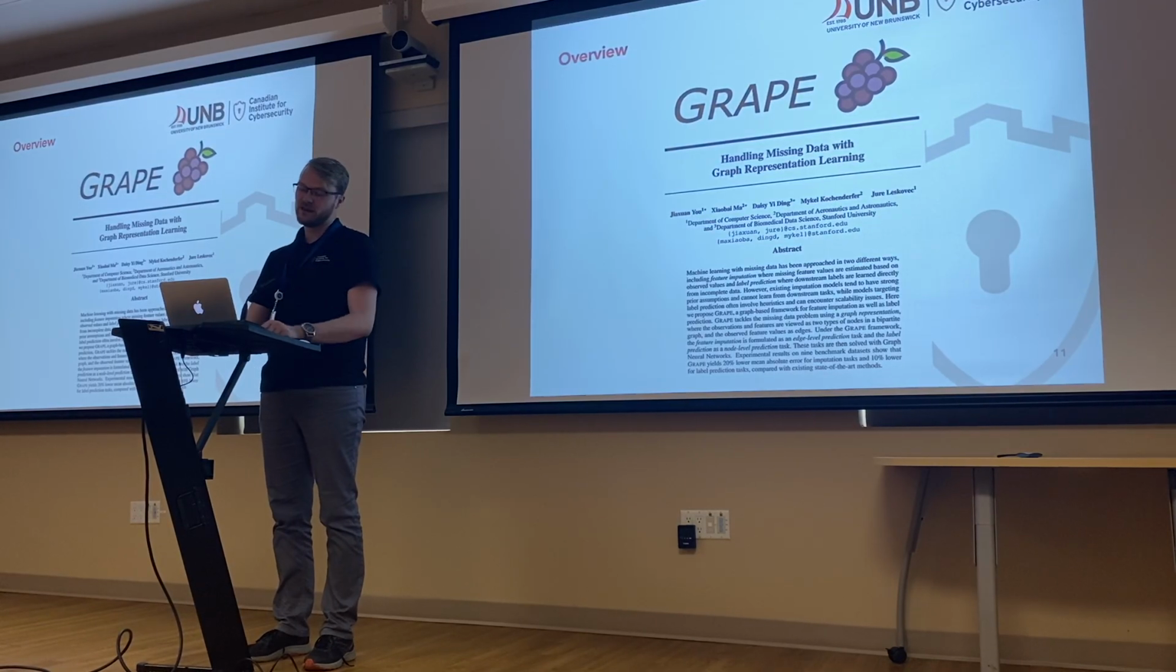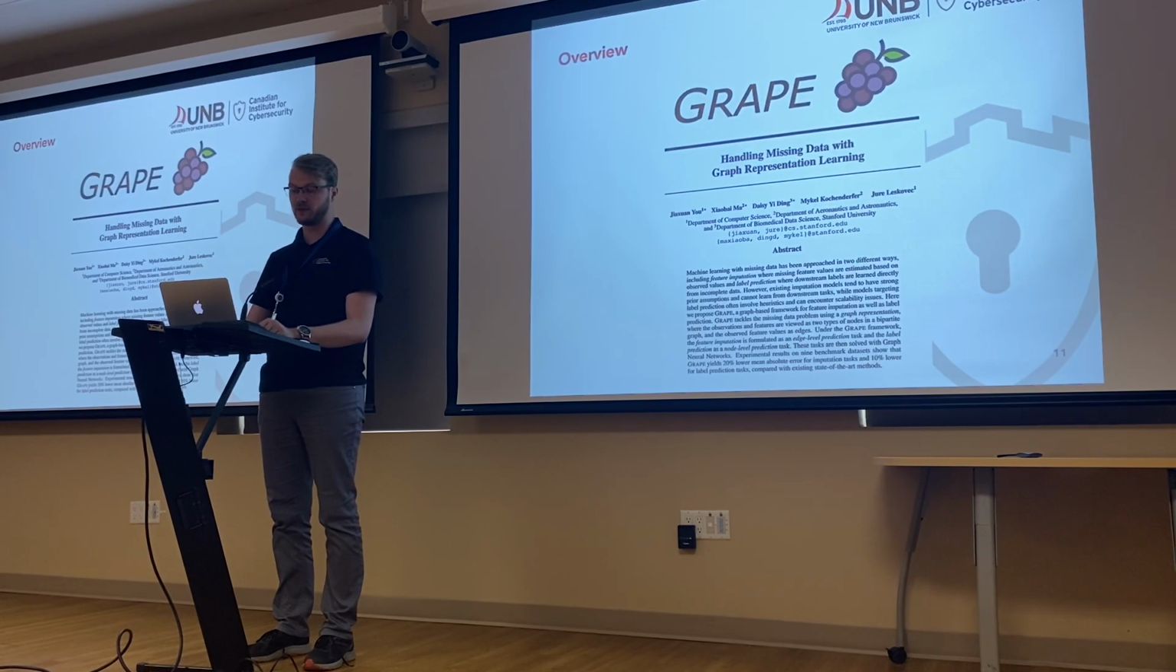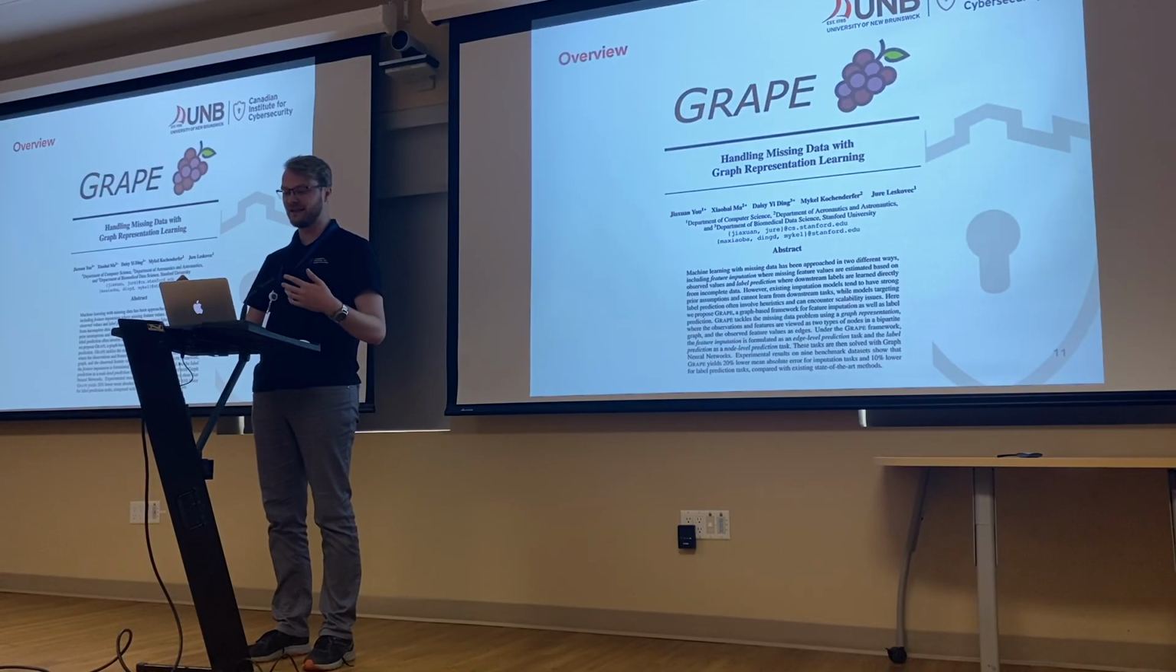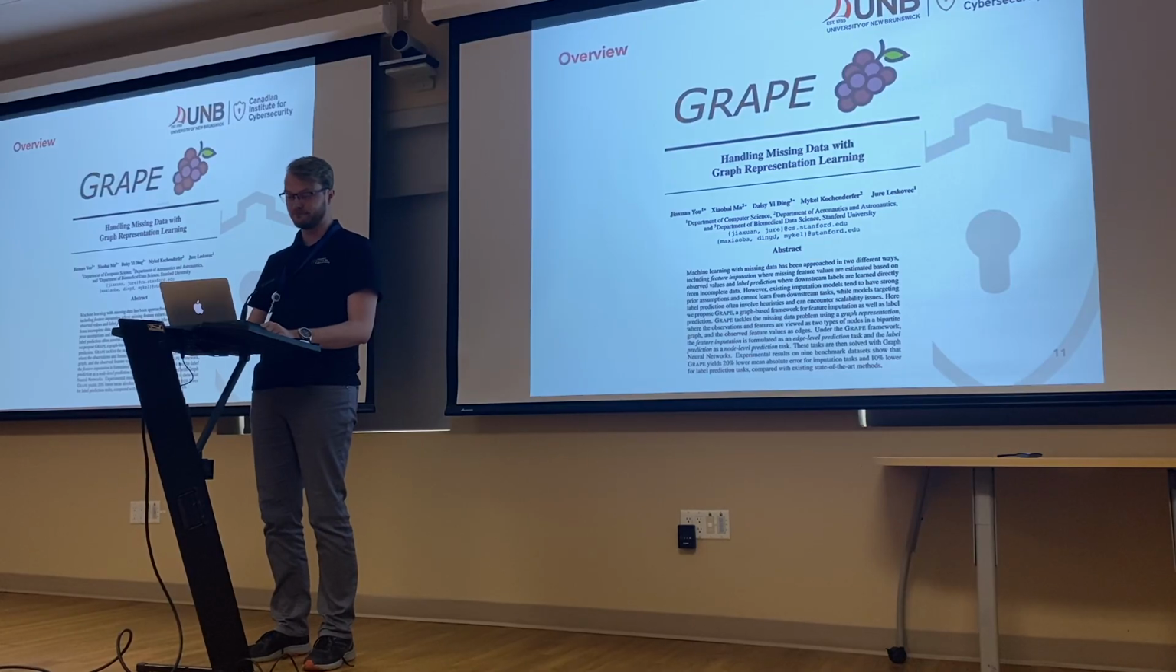But yeah, so here we can think about this thing called GRAPE, and it's basically the one-dimensional or one-table version of this higher order, more complex thing that we're going to talk about in a minute. It handles missing data with graph representation learning. And this is just kind of a fancy way of saying we're going to be doing missing data imputation. So we're going to try and predict values if they're missing.